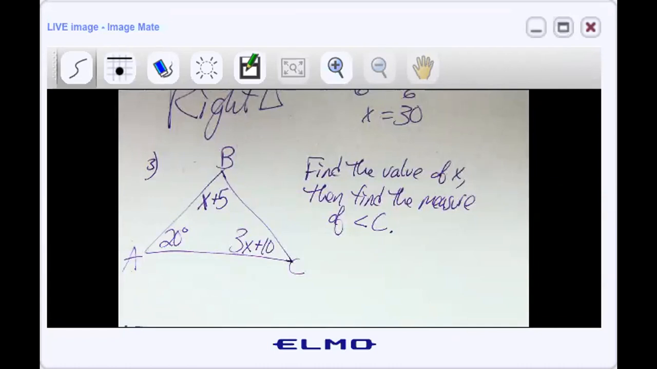Miss Davia, I have a question. Yeah. So once you get your answer right, would you do that like the last question that we did? Like, would you plug it in as X to find C? Okay. Yep. Thank you. You got it.